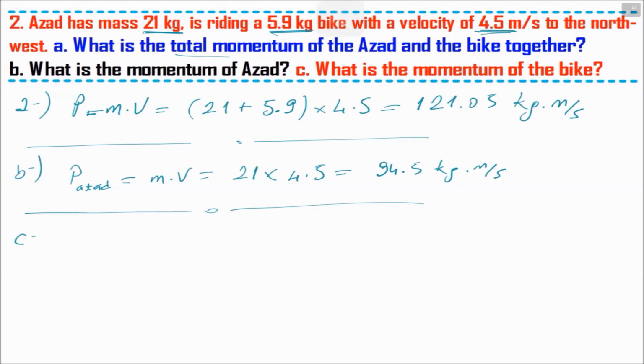At the C, it says what's the momentum of the bike. Momentum of the bike, that's equal m times v again. Mass of the bike 5.9 kilogram times velocity of the bike 4.5. So it will be 26.5 kilogram times meter per second.